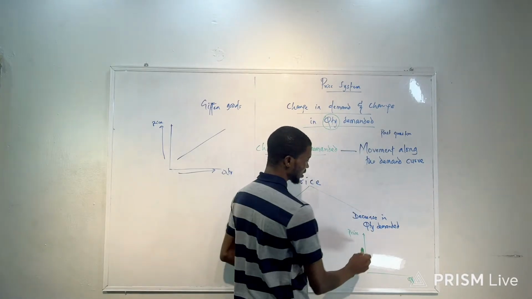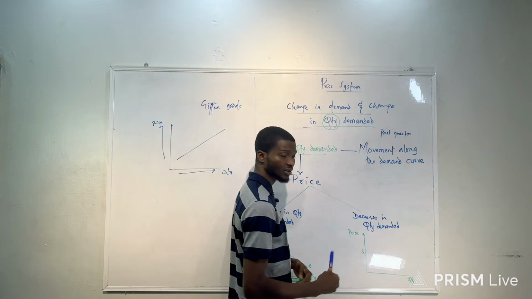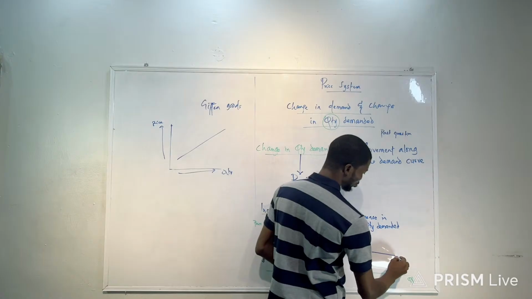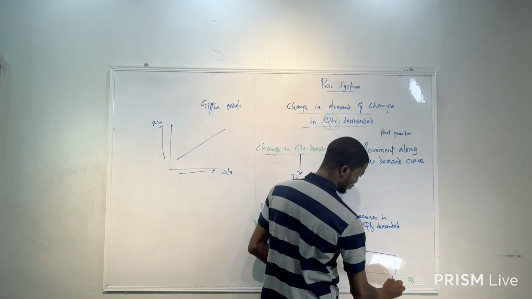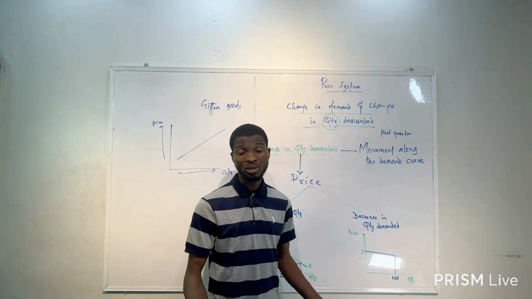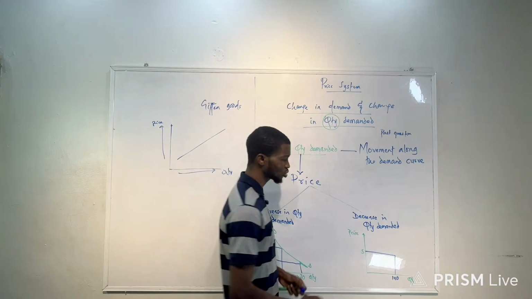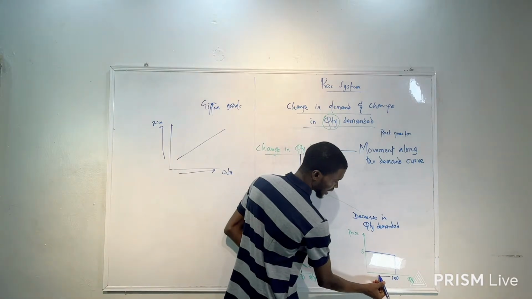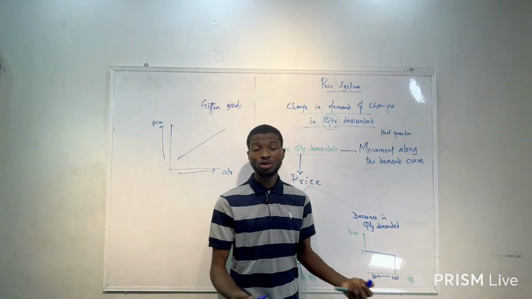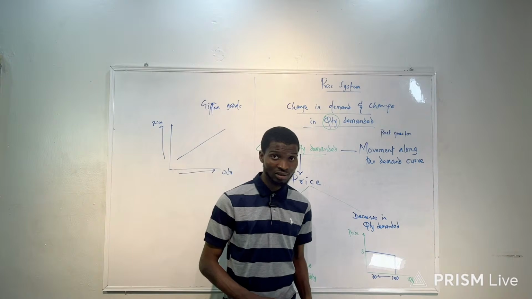And let's see, if the price is 5 naira, I'm picking another scenario now. Price of something was 5 naira and I was buying, let's say, 120 commodities or 120 quantities of it. Suddenly, what could have happened for my 120 quantities to just drop? I just started buying just 20. From 120, it dropped to 20. What could have happened?